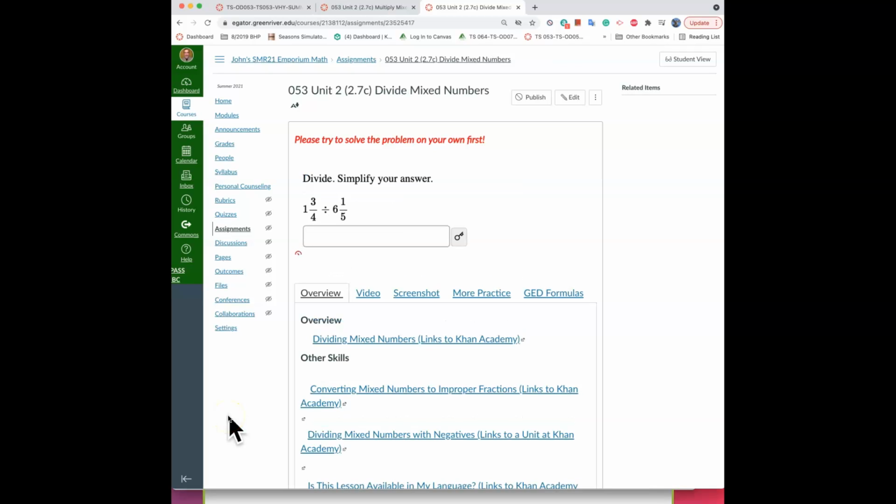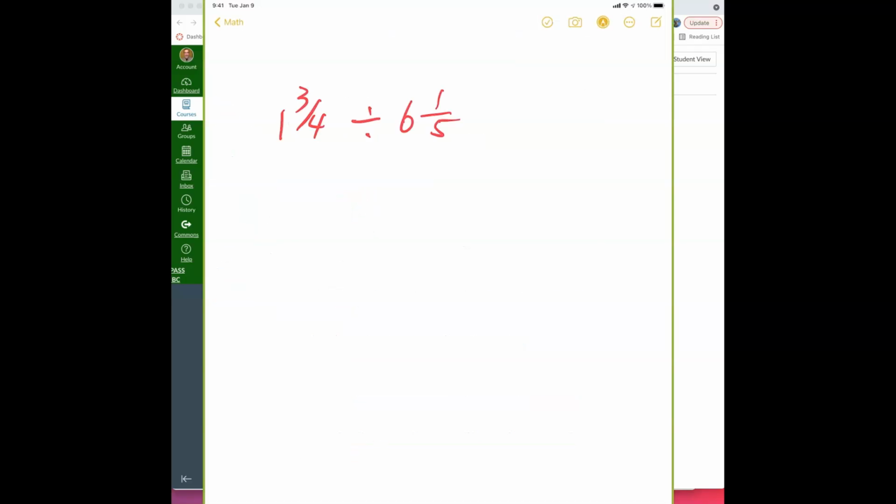Let's take a quick look at how to divide mixed numbers. So the problem is 1 3/4 divided by 6 1/5. We'll take a look at it on the tablet. Right here, I've got it written out already.